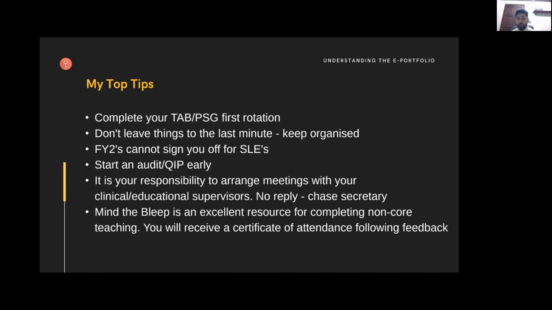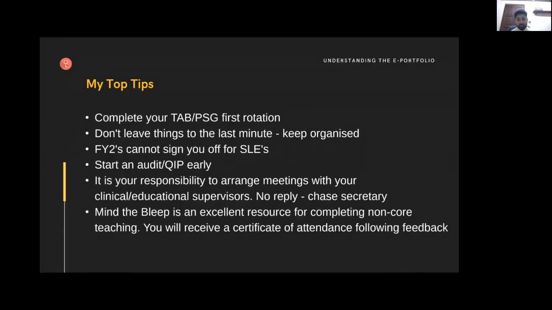Start your audit or QIP early. The earlier you start, the better. You can complete your second cycle of your audit or QIP and present it locally, regionally, or nationally, which will get you more points for your specialty applications. The earlier you start, the better, because these things can often take ages to get going, ages to present, and ages to complete your second cycle. So start early and you'll be good.